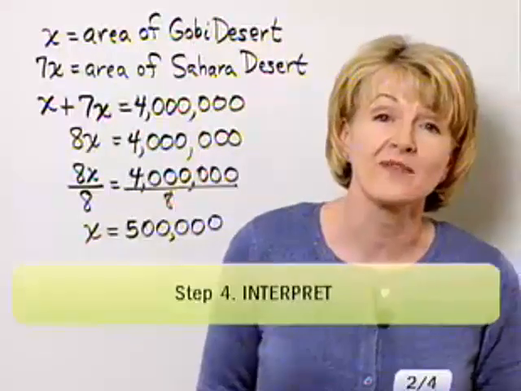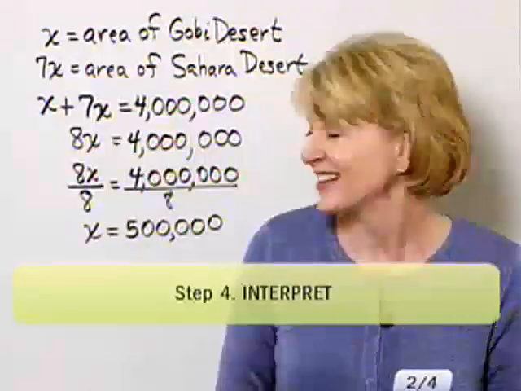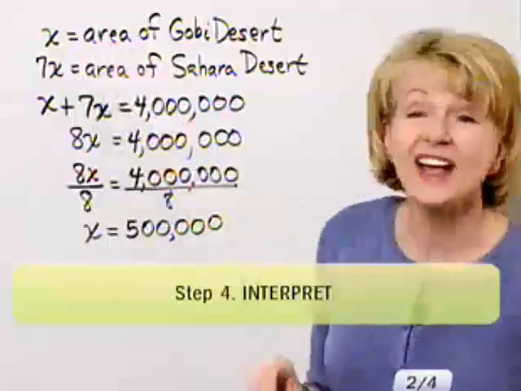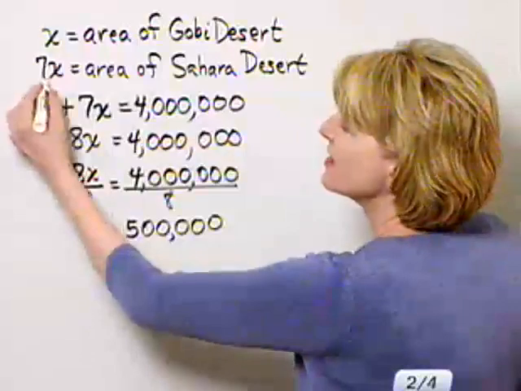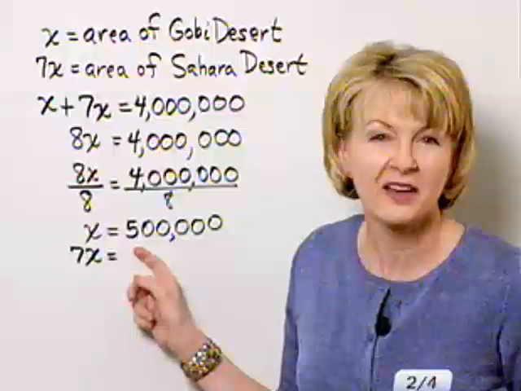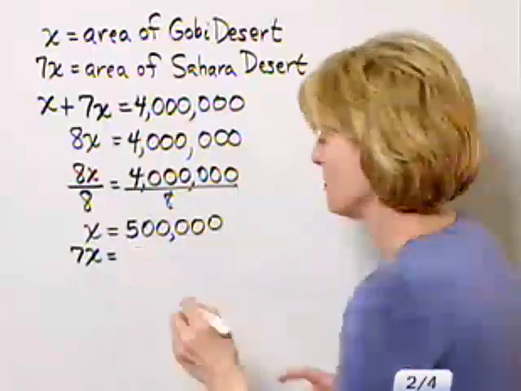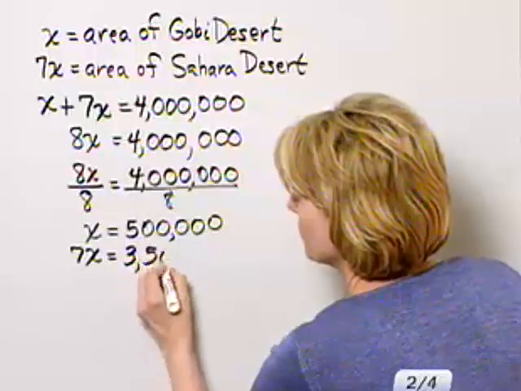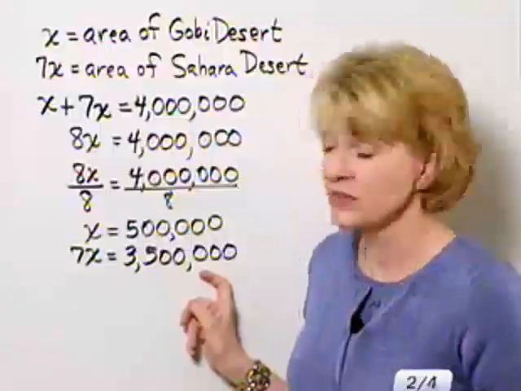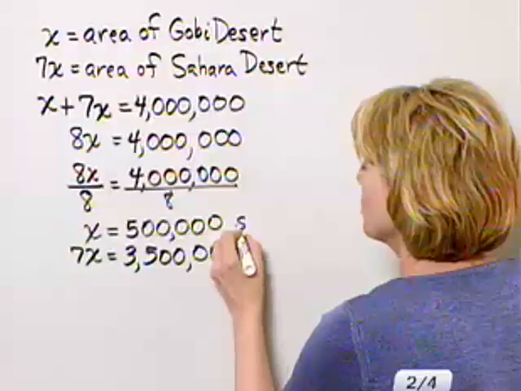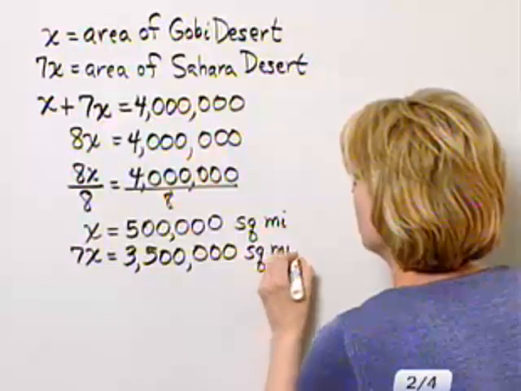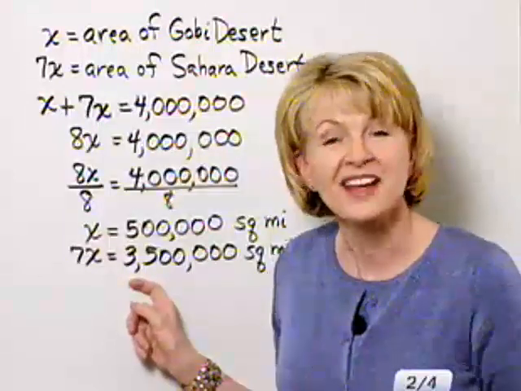Now let's move on to step 4, which is interpret. Let's interpret this. Well, if X is 500,000, that is the area of the Gobi Desert. Then 7X, which is 7 times 500,000, that's 3,500,000. That is then the area of the Sahara Desert. And these are both in square miles. So we've interpreted, we've written down our answers.